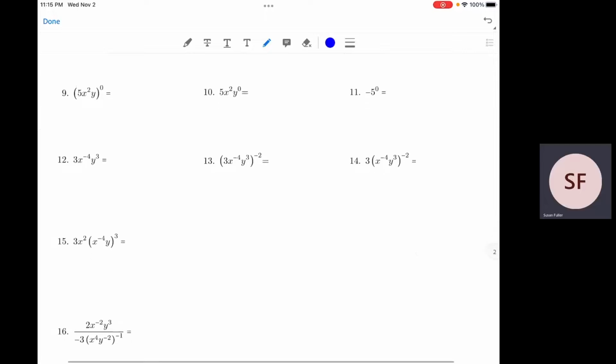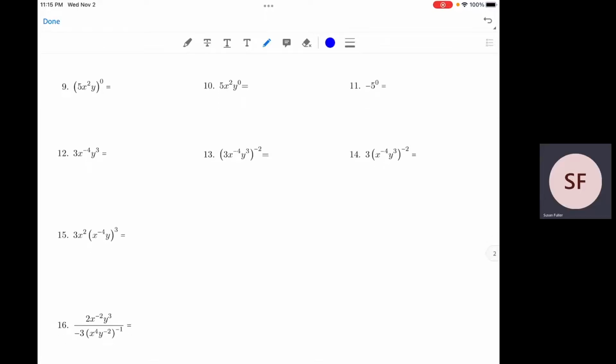All right, let's try a few more. Number 9, I've got a whole quantity to the 0 power. That whole thing to the 0 power is going to be 1. Anything to the 0 power is 1, I don't care how complicated it is.